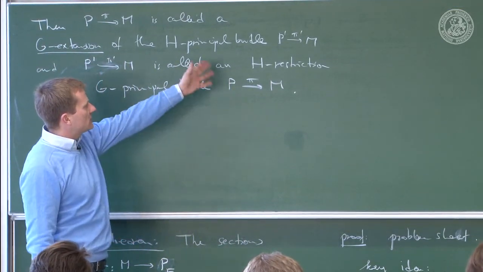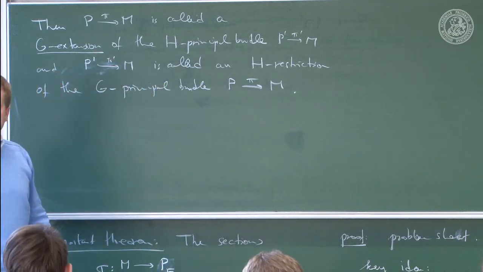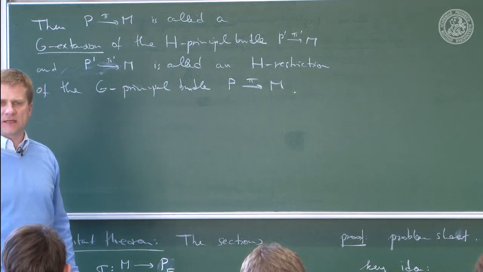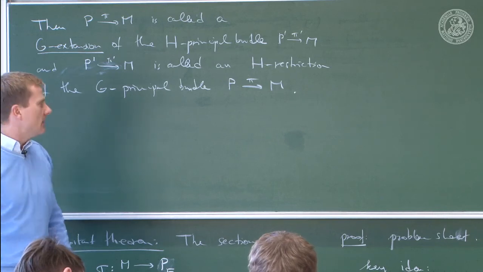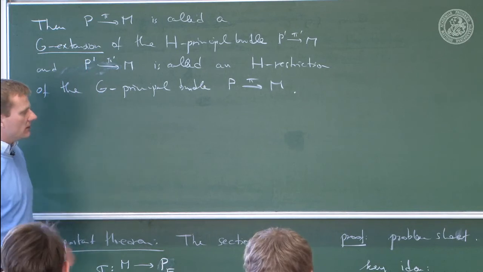So we can only make restrictions to closed subgroups, or we can make extensions from closed subgroups if there exists such a bundle map with that property. And the question is, when does it exist? But before we look at this question, let's think about what we're looking at here.